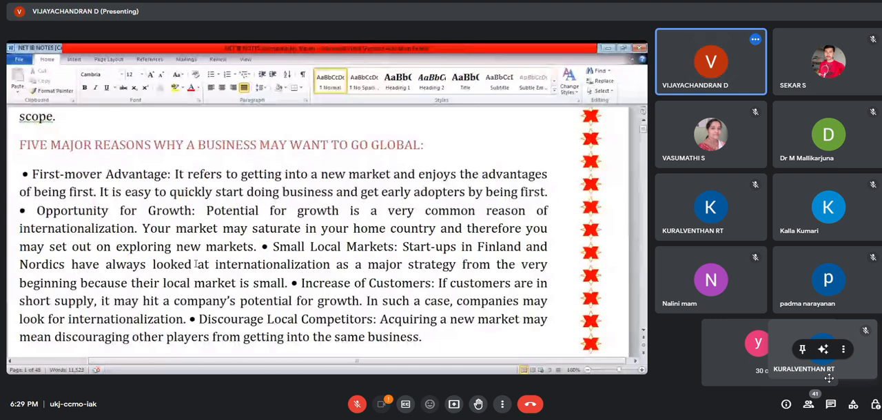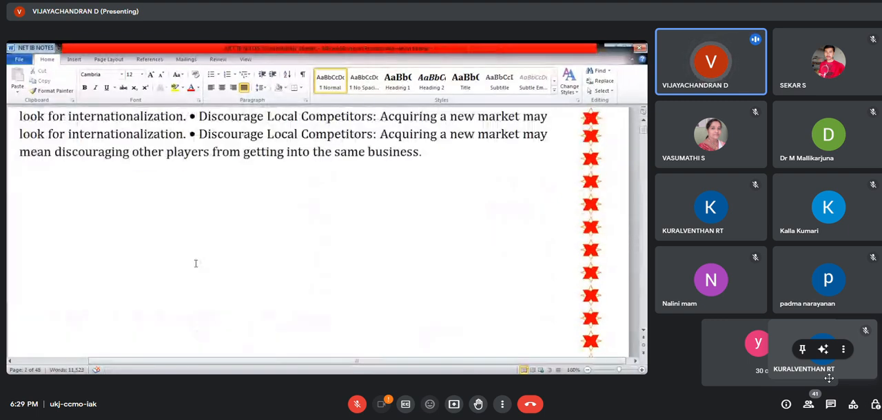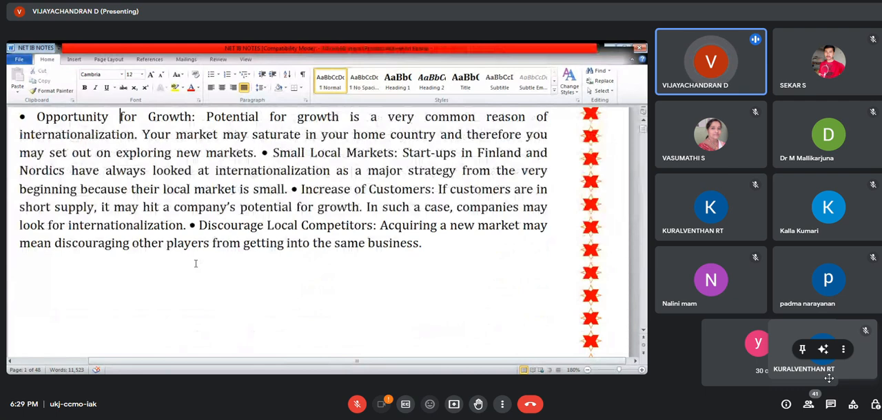Third one is little opportunity in the small local market. There is very little opportunity in the local market, so that is the reason they go for internationalization of business. If they do business only in the local market, their market will be very small. In order to enlarge their market, they will go for the internationalization of business.